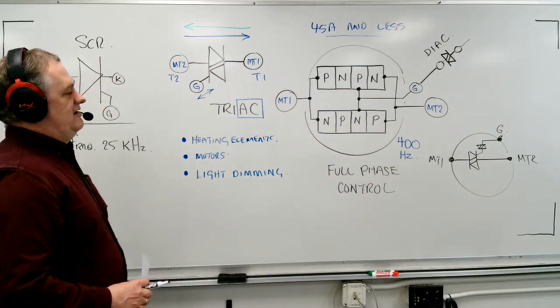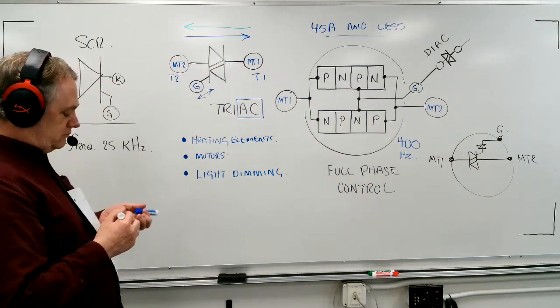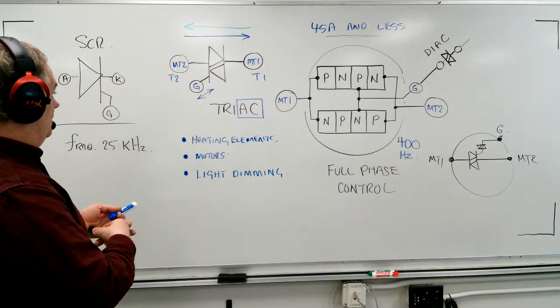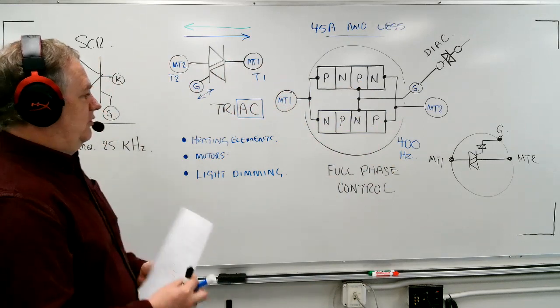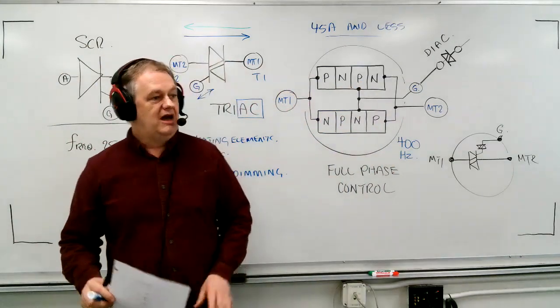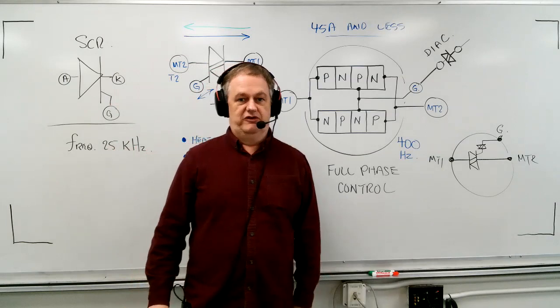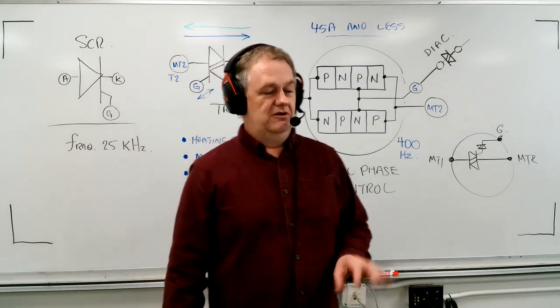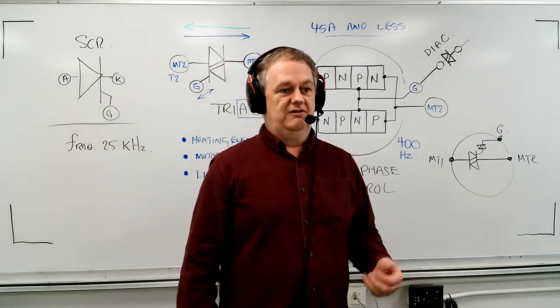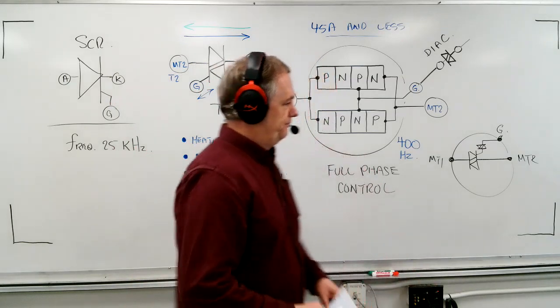Remember, it's an AC device, and so when we use this, we're actually measuring not average voltage anymore. We're actually measuring effective voltage. So the output voltage from the triac is going to be an effective AC voltage.